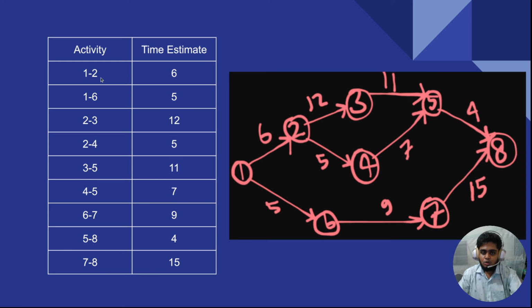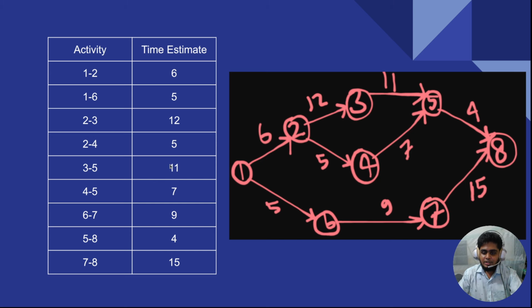So I write 1 to 2, and the time estimate for this is equal to 6. For 1 to 6, what is the value? 5 is the time estimate for the 1 to 6 activity. For 2 to 3, what is the time estimate? 12, so write 12 here. For 2 to 4, what is the time estimate here? It is equal to 5. So 2 to 4 is equal to 5.